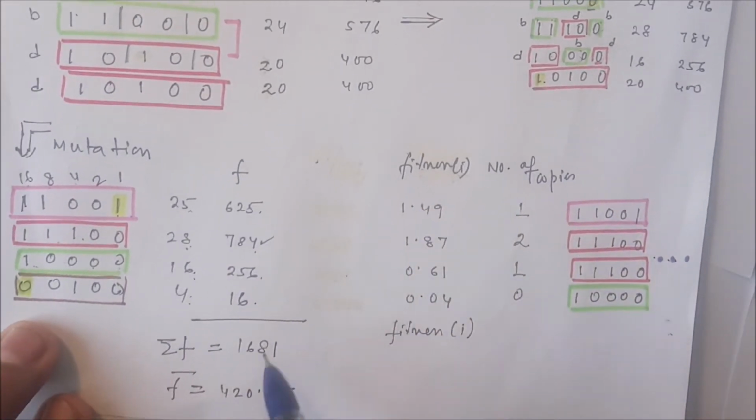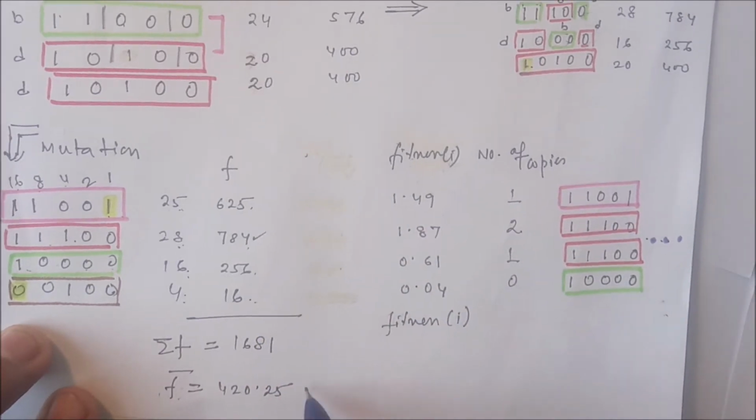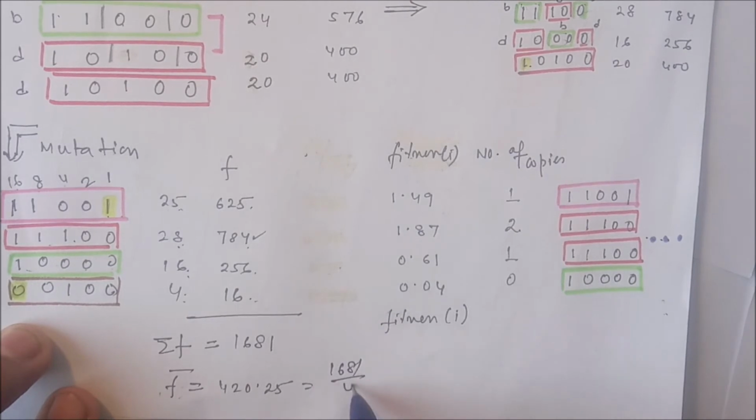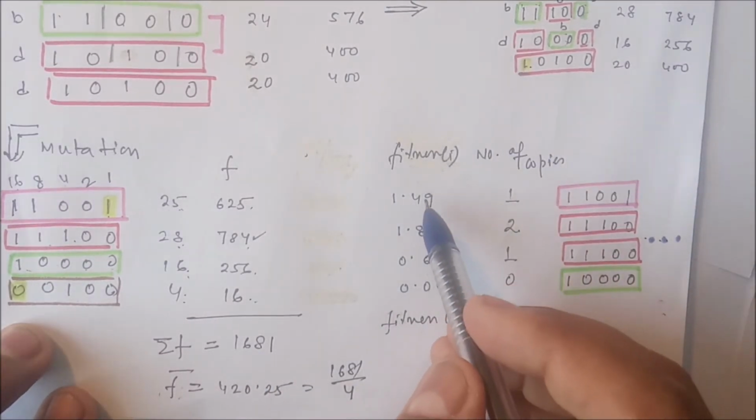So we have to calculate the F bar. How to calculate F bar? So addition of all divided by the 4. So this will be what? 1681 divided by 4. Answer will be what? 420.25. And definitely you have to calculate the fitness of it.